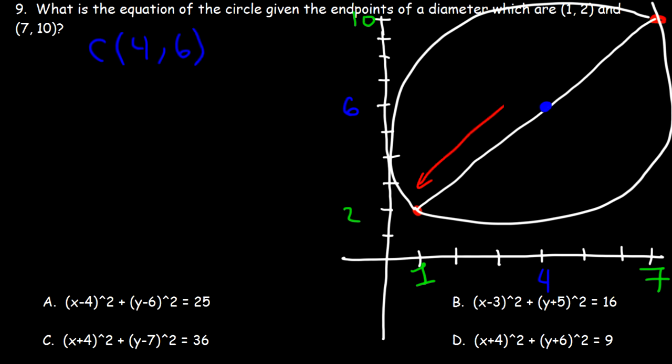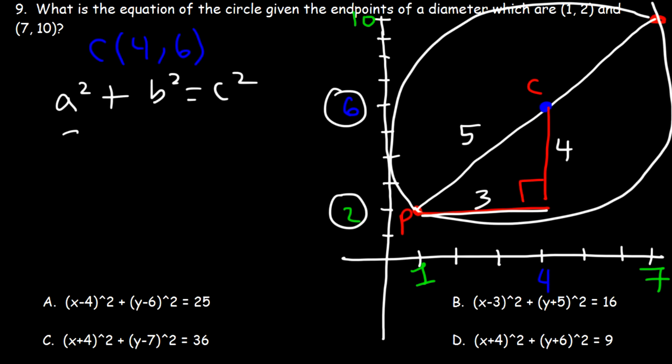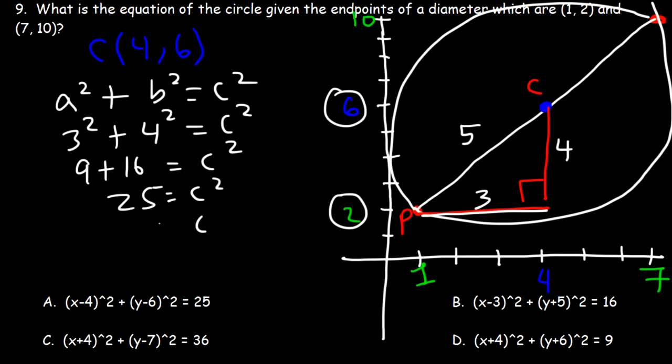The radius is the distance between one of those endpoints of the diameter and the center. So let's calculate the distance between this point and the center. What we can do is draw a circle. Not a circle, but a triangle. That is a right triangle. The distance between 1 and 4 is 3. And between 2 and 6, that's 4. This is a 3, 4, 5 triangle. Using the Pythagorean theorem, a squared plus b squared equals c squared. 3 squared plus 4 squared, that's 9 plus 16, which is 25. And the square root of 25 is 5, which is the hypotenuse. So the radius is 5.